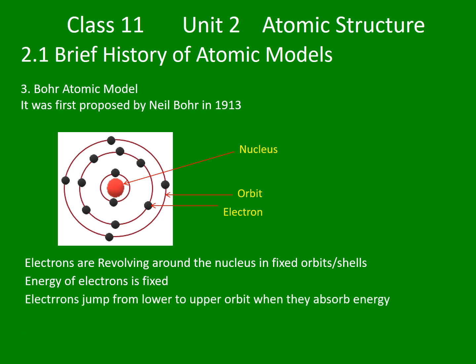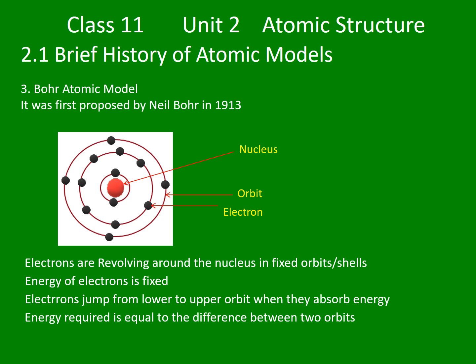Electrons jump from lower to upper orbits when they absorb energy. According to this model, when energy is given to an electron, it jumps from a lower orbit of low energy towards an upper orbit of higher energy. Similarly, when it loses energy, it comes from an upper to a lower orbit. The energy required is equal to the difference between the two orbits.